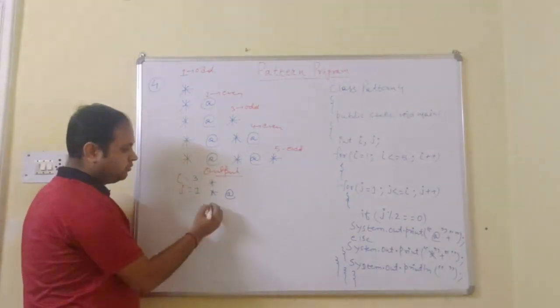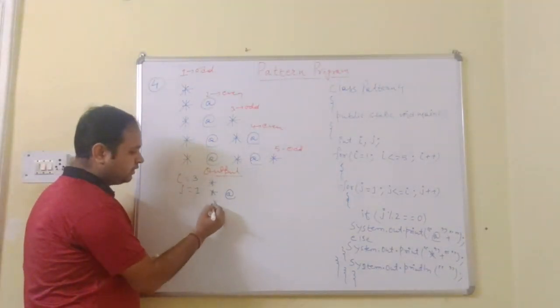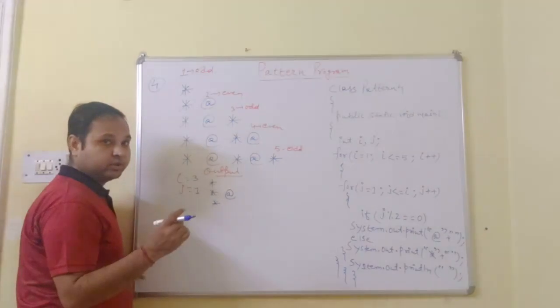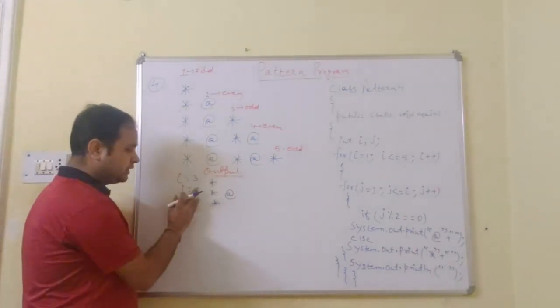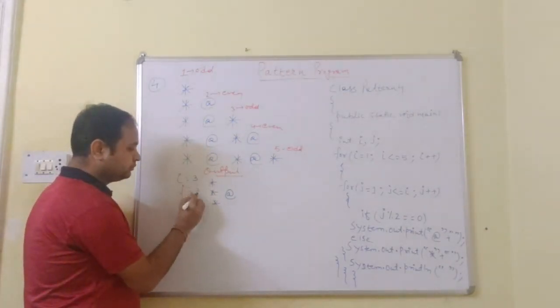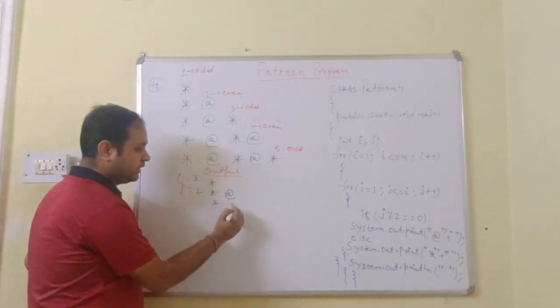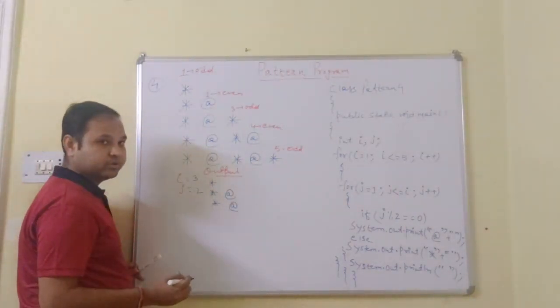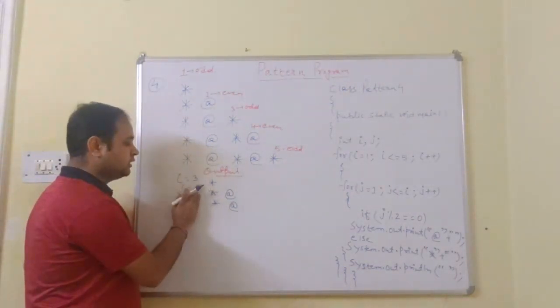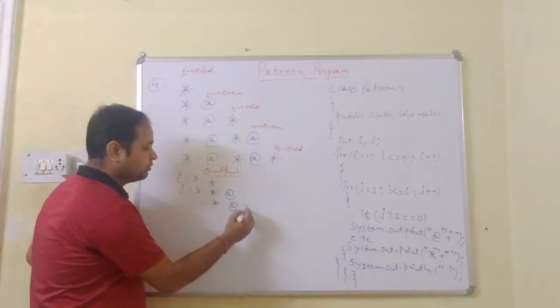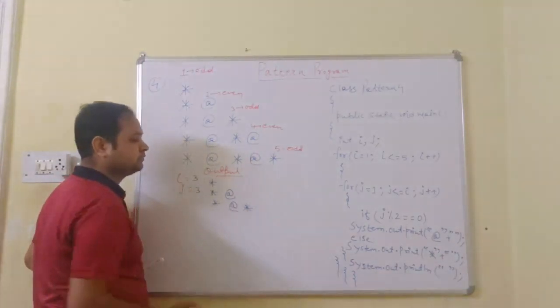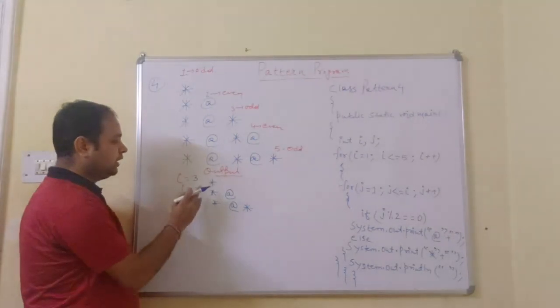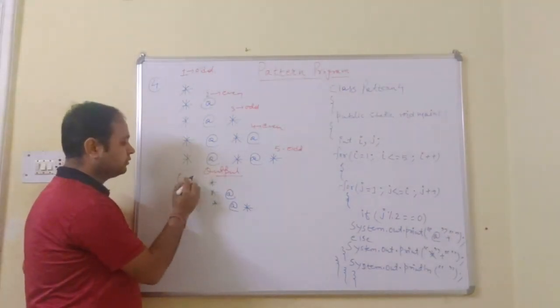Okay. So first it prints star, because 1 modulus 2 is not equal to 0. Then j is updated to 2, so it prints @, because 2 modulus 2 is 0. Then j is updated to 3, so it prints star. Then i is updated to 4.